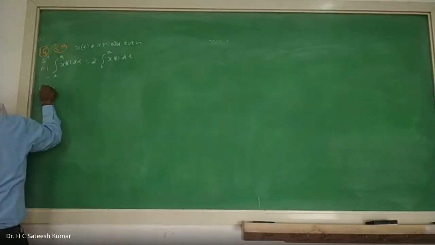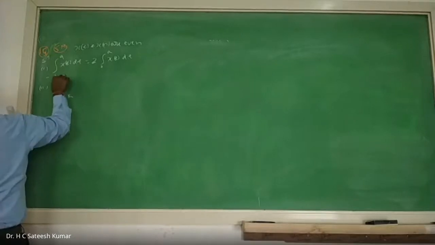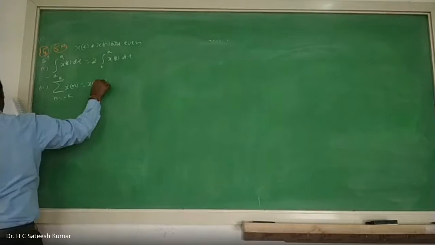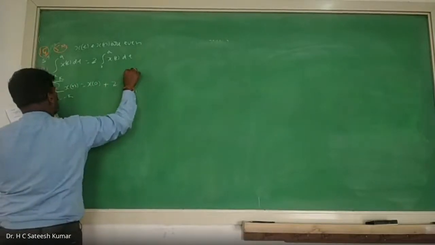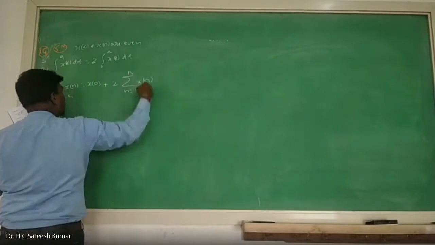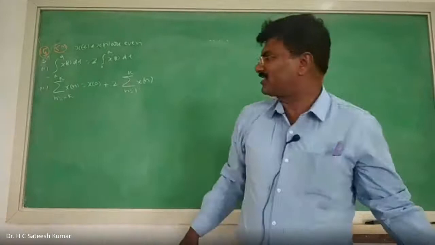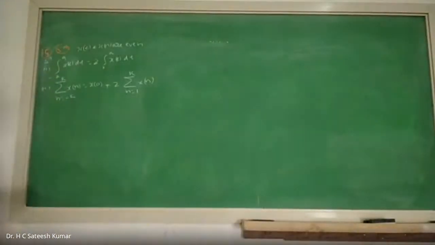Second one: summation n varies from minus k to plus k of x of n is equal to x of 0 plus 2 times summation n varies from 1 to k of x of n. 2.5 marks each. One is continuous, another one is discrete. Problem taken from your Schaum's series textbook. Observe carefully. First one I will take.